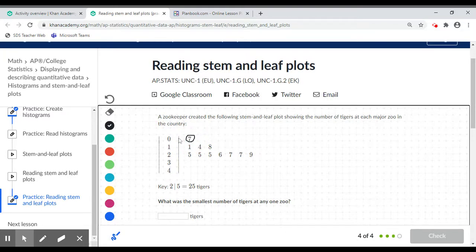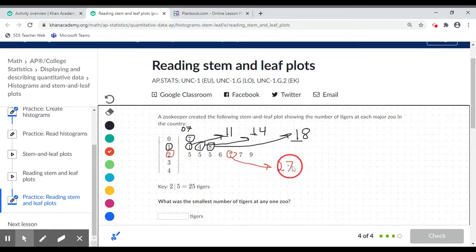this represents just the number 7 because the number in front of it is 0. This number represents 11. This number represents 14. This number represents 18 because they're in the row here on the stem and leaf plot that starts with a 1. They all start with a 1. This number here, for example, doesn't mean 17, it means 27. 27 occurs twice in here.